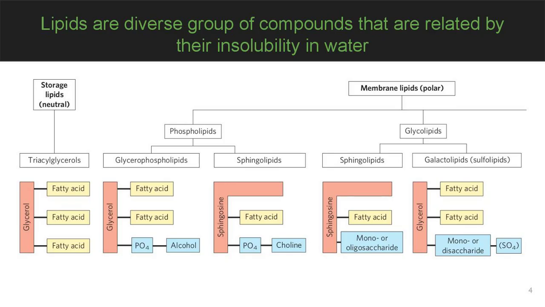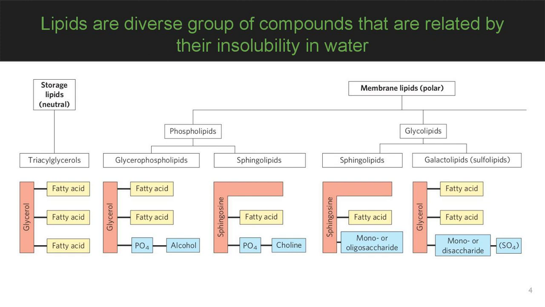Biological functions and classification of lipids. According to the structure and functions, we can divide lipids into several groups. The first one is storage lipids or neutral lipids. They are triacylglycerols, which contain glycerol and one type or different types of fatty acids. The second type is membrane lipids or polar lipids, phospholipids and glycolipids. They differ in structure and contain alcohol or disaccharides.